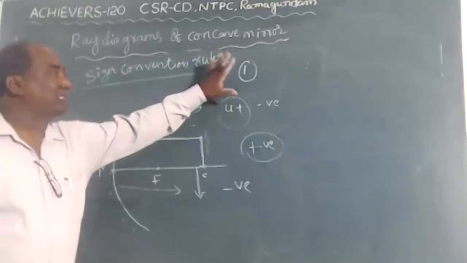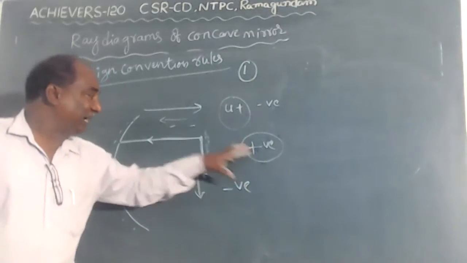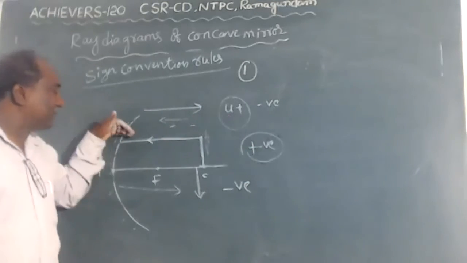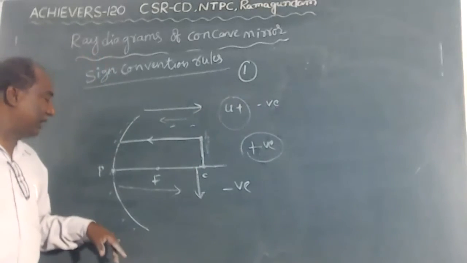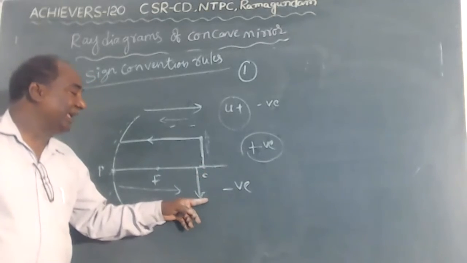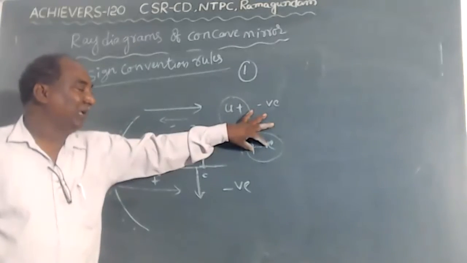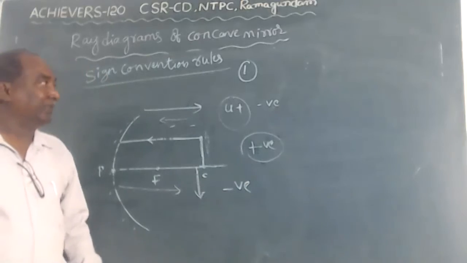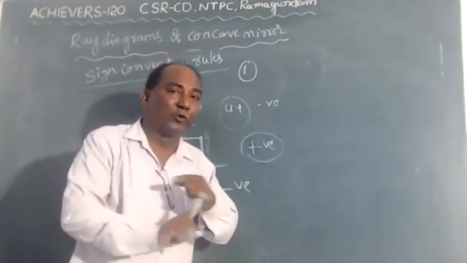All the distances are measured from the pole. If the distance is measured in the direction of the incident ray, it is taken as positive; if we measure opposite to the direction of the incident ray, it is taken as negative. And next one, height of the object and height of the image. If these are above the principal axis, that is positive. If below the principal axis, that is negative. These are the sign convention rules, children. Three sign convention rules, very, very important for 2 marks question.